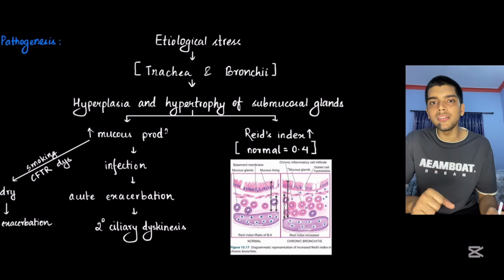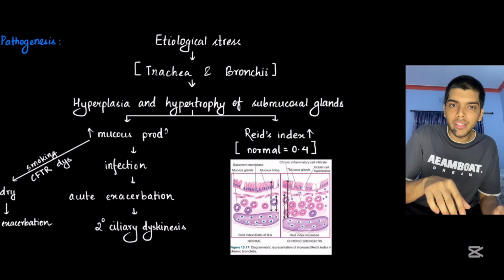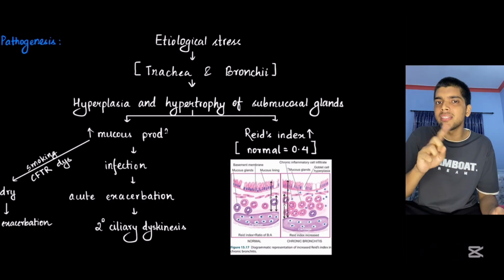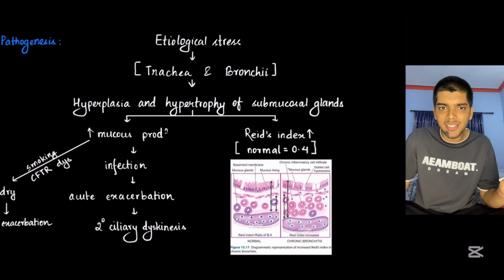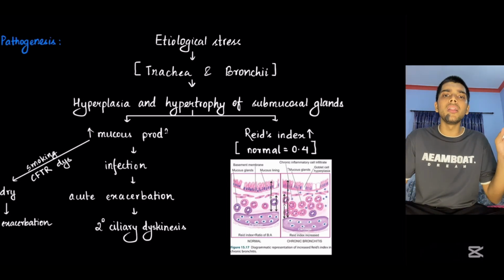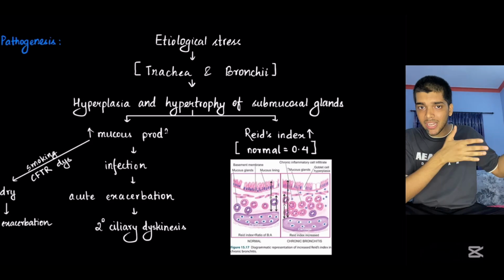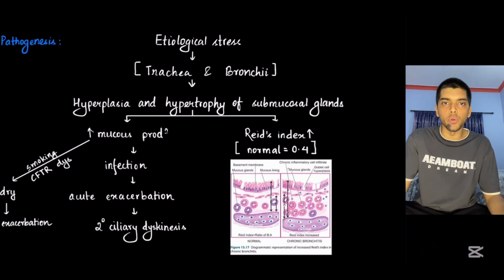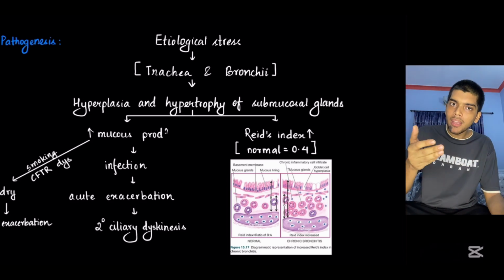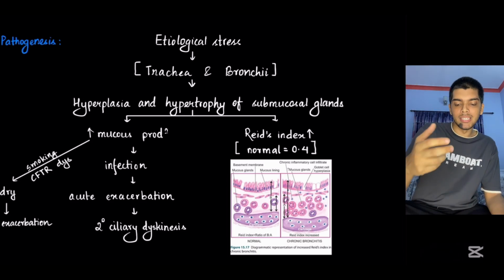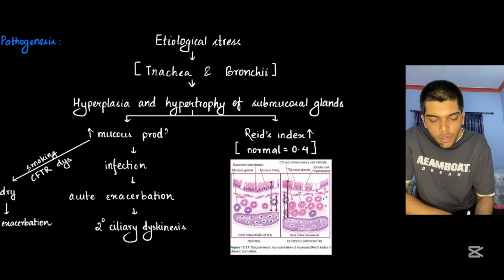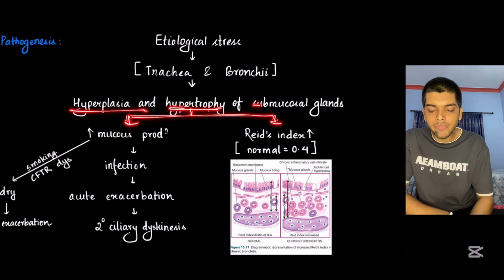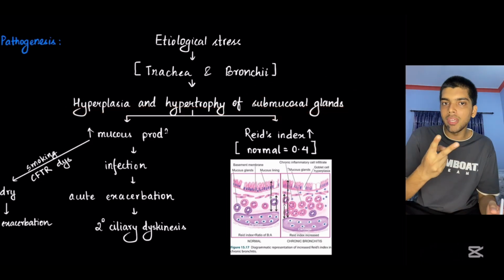What are those 2 glands? The goblet cells, the unicellular glands present in the lining epithelium, right? The ciliated pseudostratified columnar epithelium from the general anatomy, and the submucosal glands present in the submucosa. There is hypertrophy and hyperplasia of these glands. As a result, 2 things happen. Due to hyperplasia and hypertrophy of submucosal glands, 2 things happen.